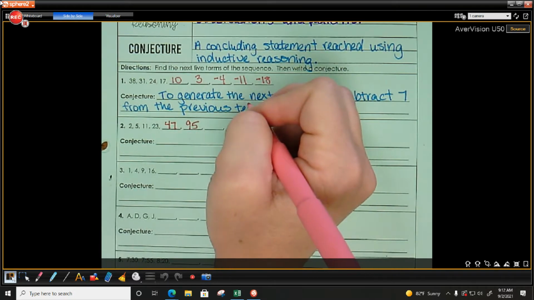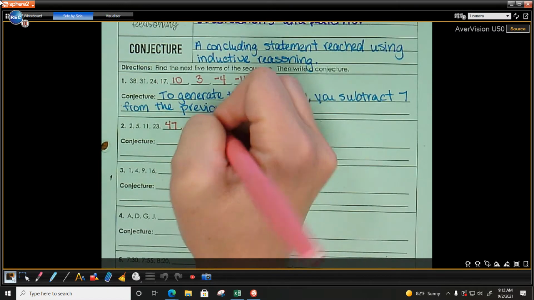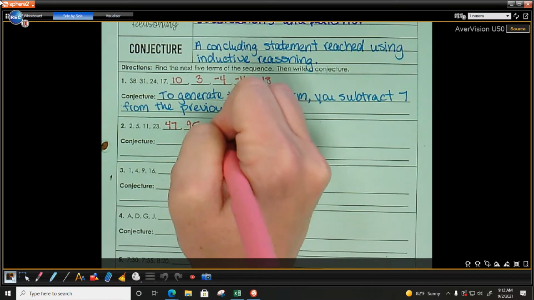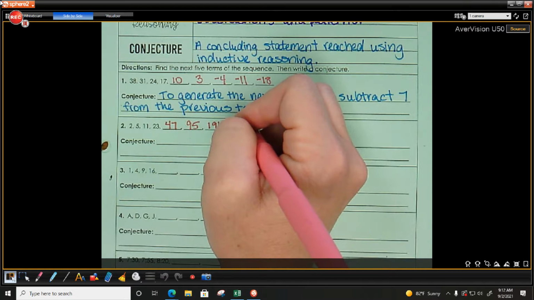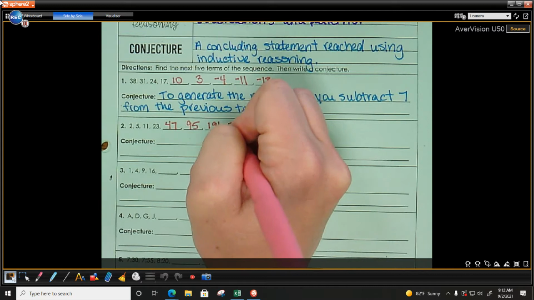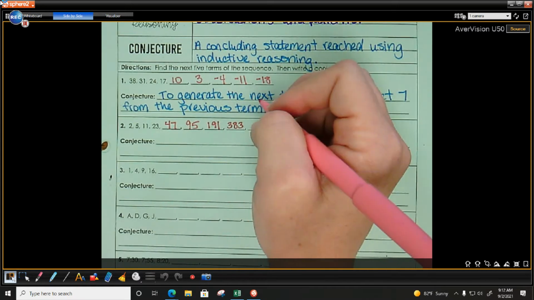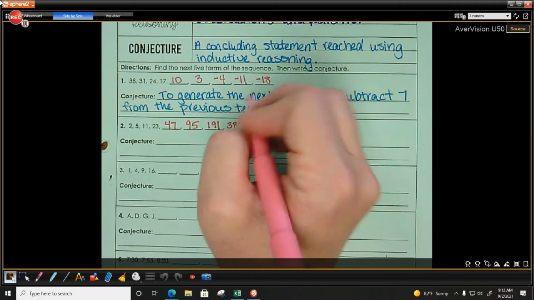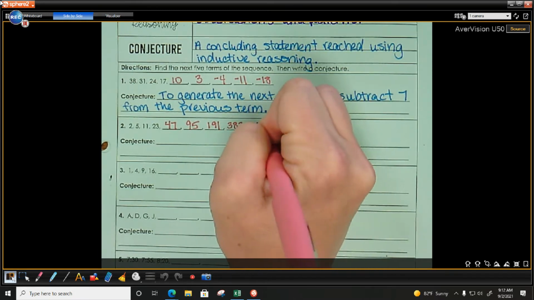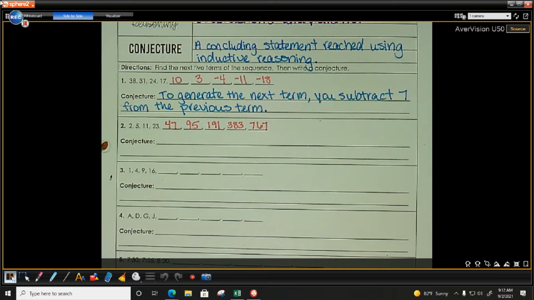95 times 2? 190 plus 1? 191 times 2? 382 plus 1? 383 times 2 plus 1? 767. Okay, so we finished our pattern.